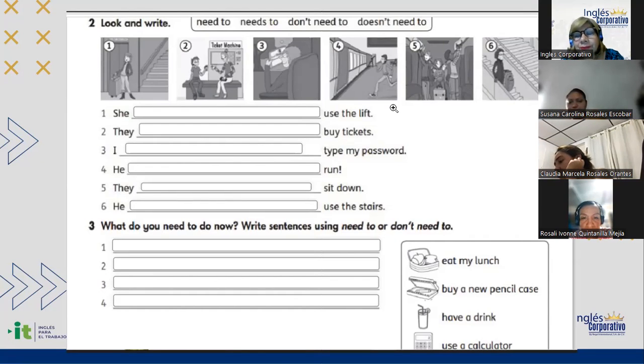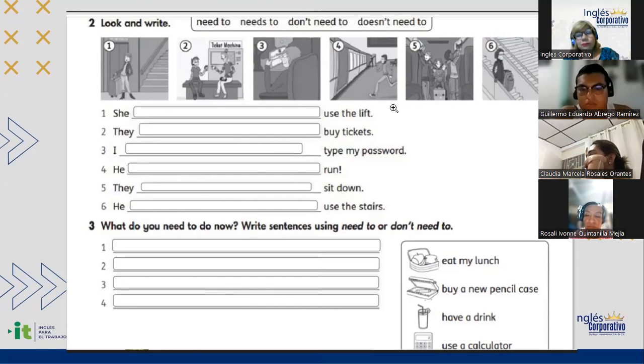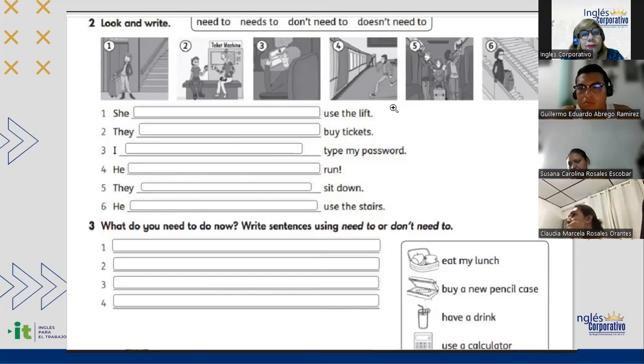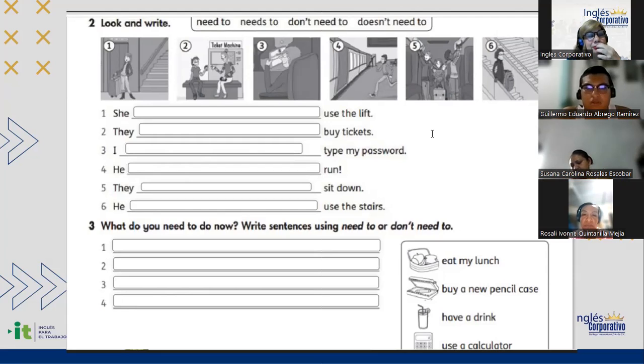Are you ready? Yes or no? Yes, teacher. Yes, teacher. Okay, let us complete together. Okay, in the number one, you have she. According to the picture, what do you say? She needs to use the lift or she doesn't need to use the lift? She needs to. She needs to use the lift.